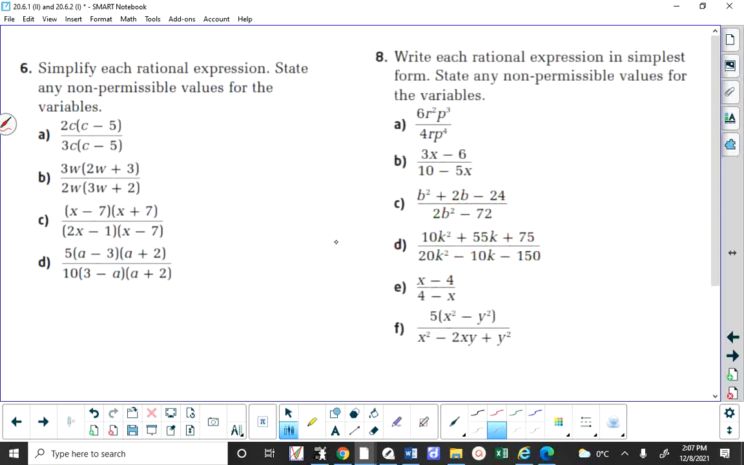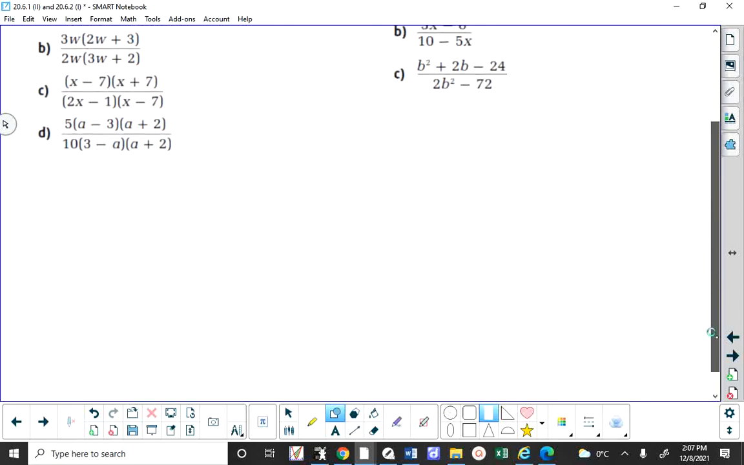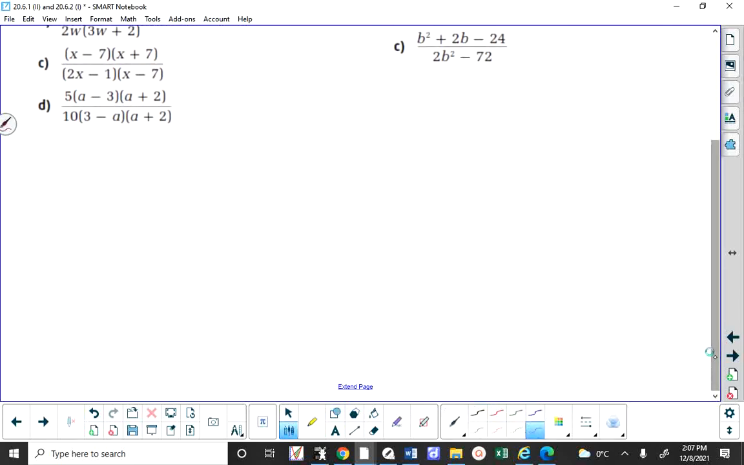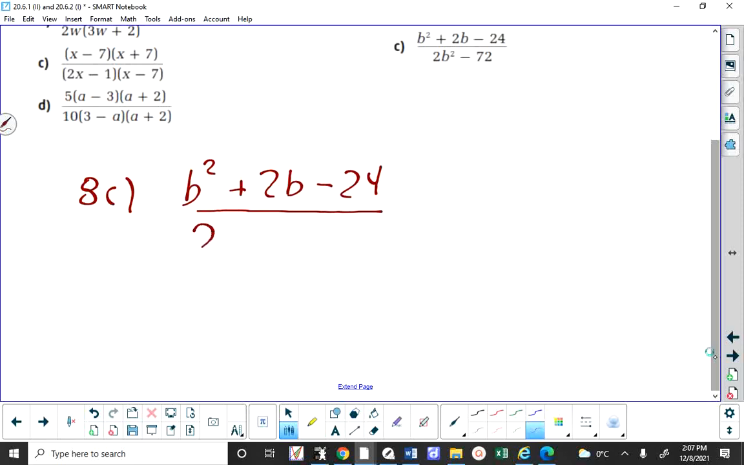So we have b squared plus 2b minus 24 over 2b squared minus 72. So you have to run the gamut of different methods of factoring here. We didn't really review factoring per se; we've been factoring all along, but in grade 10, at the top of your list of factoring methods, you should always be looking for a greatest common factor first.